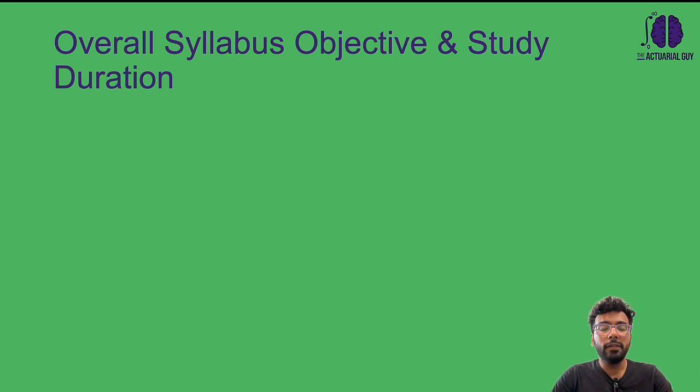Firstly, let's start with the overall syllabus objective and the study duration. CB2 is an easy subject, an easy exam as compared with your CM and CS exams, and you would also see this in the pass percentage. The pass percentages are much higher than for CM and CS exams, and this is true for both IAI and IFOA. But this is a subject you cannot take for granted. It's not as light as your CB3 or your CP3 kind of an exam. This still requires you to cover a fair bit of syllabus.